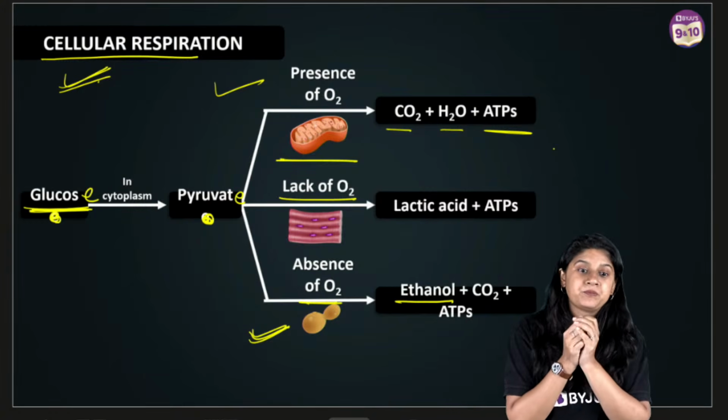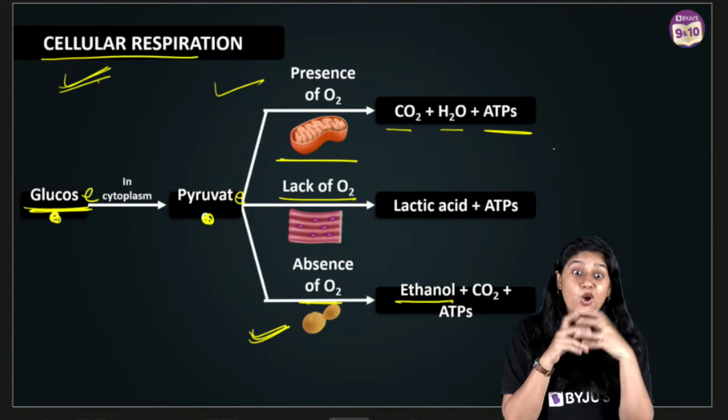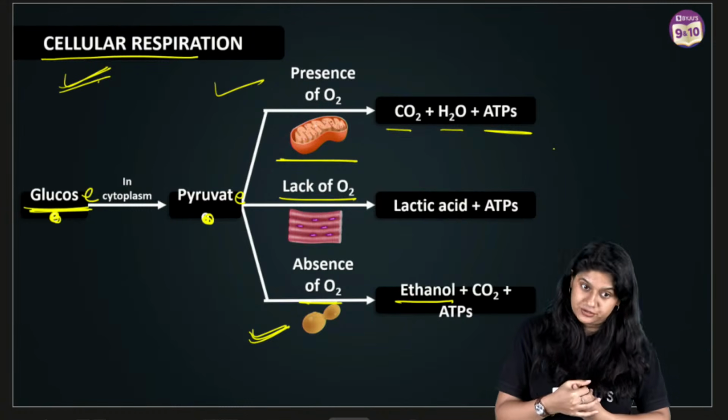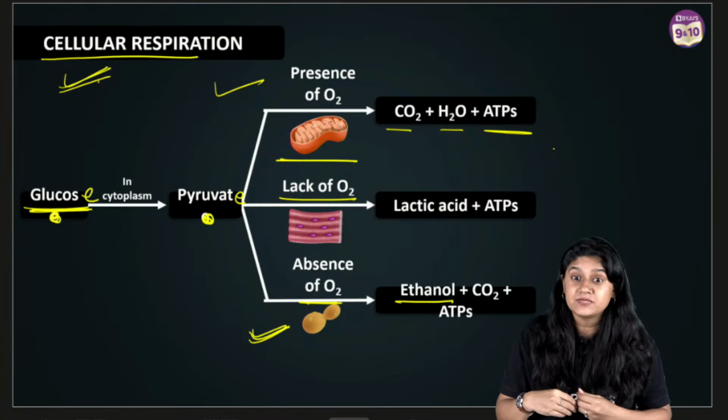Everyone, are we clear? Glycolysis is a reaction that happens in the cytoplasm of the cell where the glucose is broken down further. You will be learning more about it in your class 11th. Everyone, are we clear? This is easy peasy.